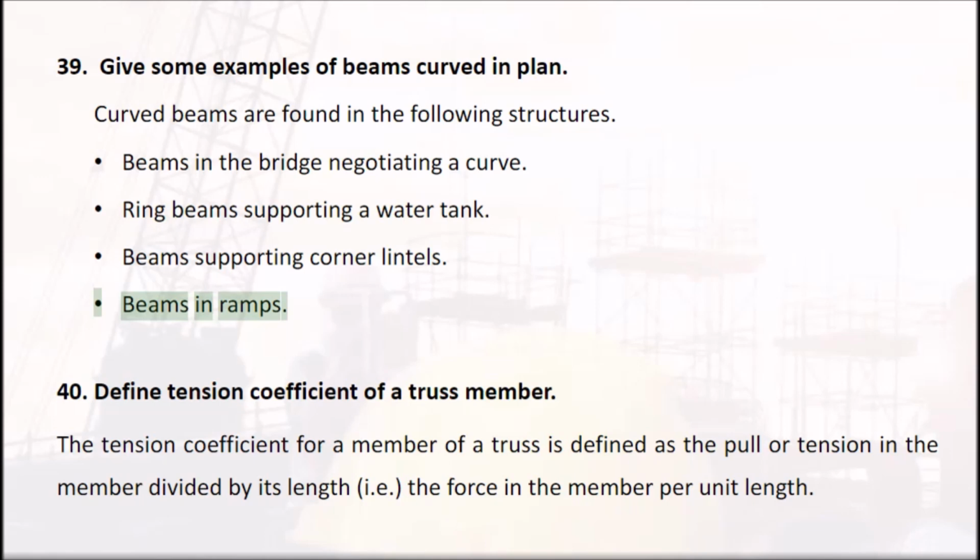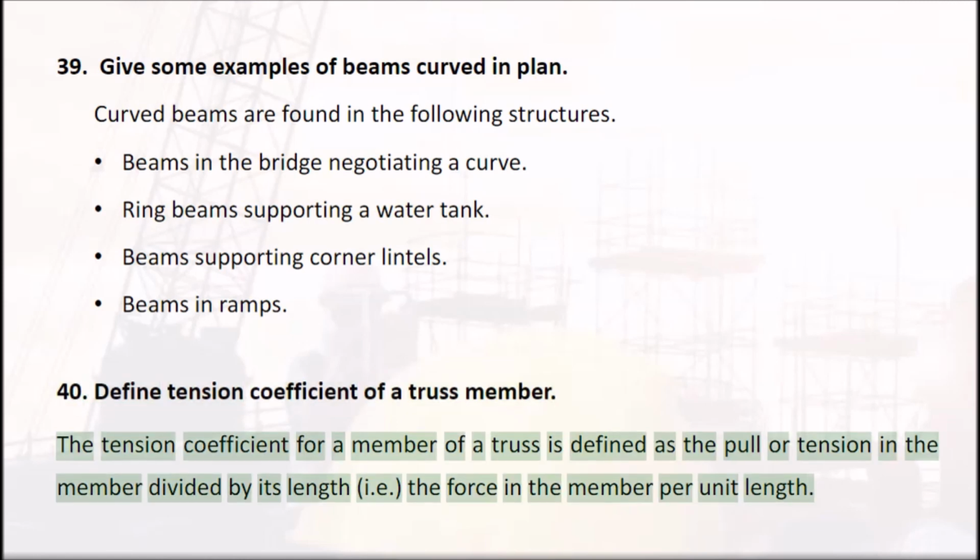Beams in ramps. Define tension coefficient of a truss member. The tension coefficient for a member of a truss is defined as the pull or tension in the member divided by its length, i.e., the force in the member per unit length.